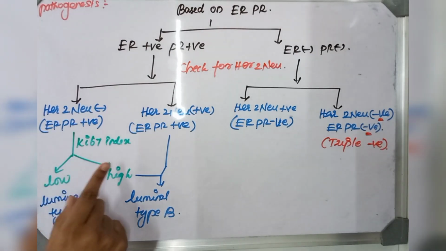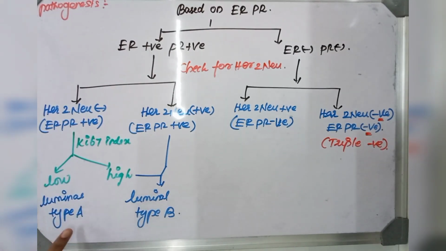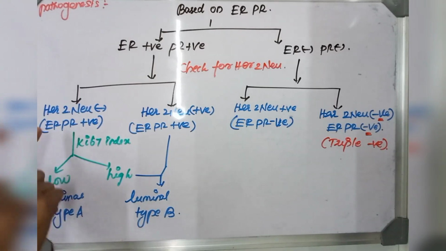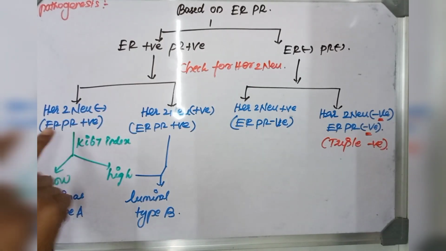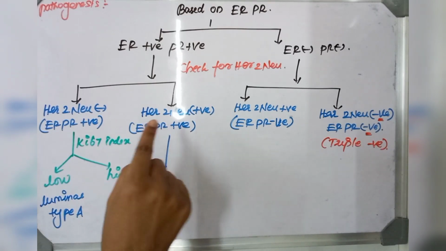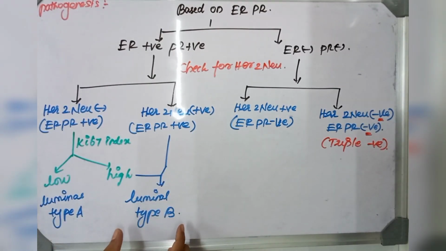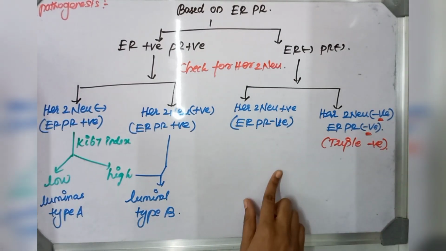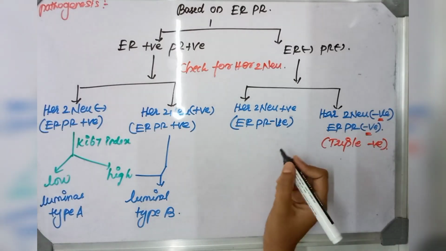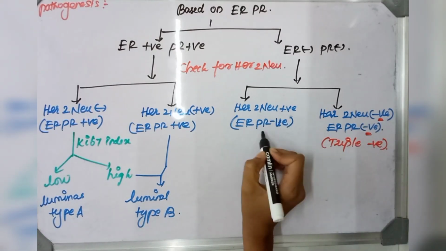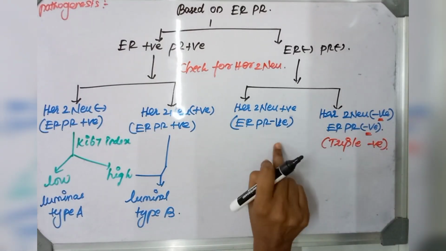Based upon this Ki67 index, we are splitting it into luminal A type and luminal B type, which include the high rate of HER2 negative and ER-PR positive, and both HER2 positive and ER-PR positive. Both of them combine to form luminal type B. And here it is the easy one, right? Because ER-PR negative, so this is completely basal.